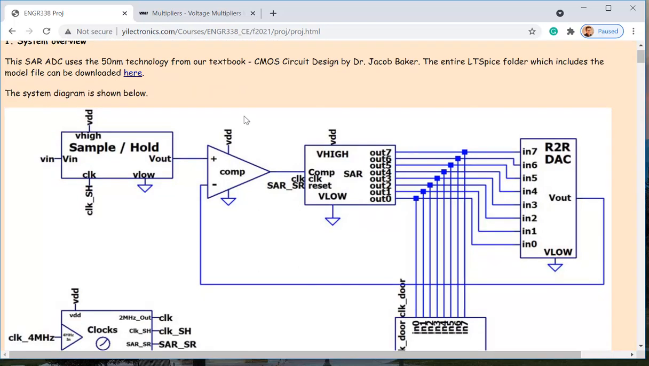Since I already told you guys, we had a version. One of the students put everything together in the past summer and made a functioning ADC in LT Spice using the 50 nanometer technology from Dr. Baker's textbook, from our textbook. And I found some little issues.